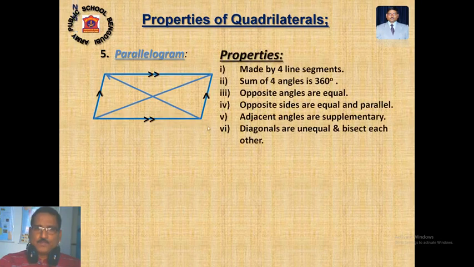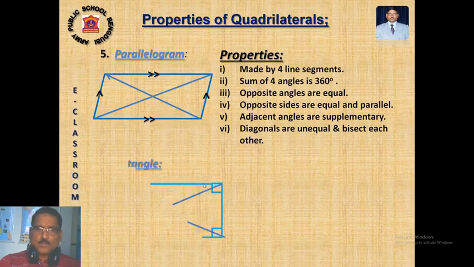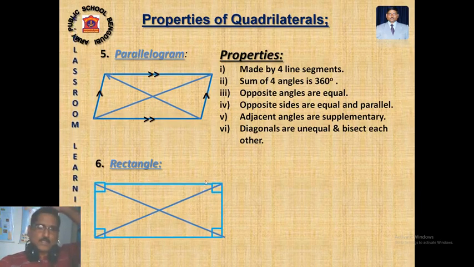What are the features? Made by 4 line segments. Sum of 4 angles is 360 degrees. Opposite angles are equal. The difference from trapezium. This angle will be equal to this angle, and this angle will be equal to this angle. Opposite angles are equal. Diagonals unequal but bisected each other. This is a parallelogram. From parallelogram, rectangle is derived.